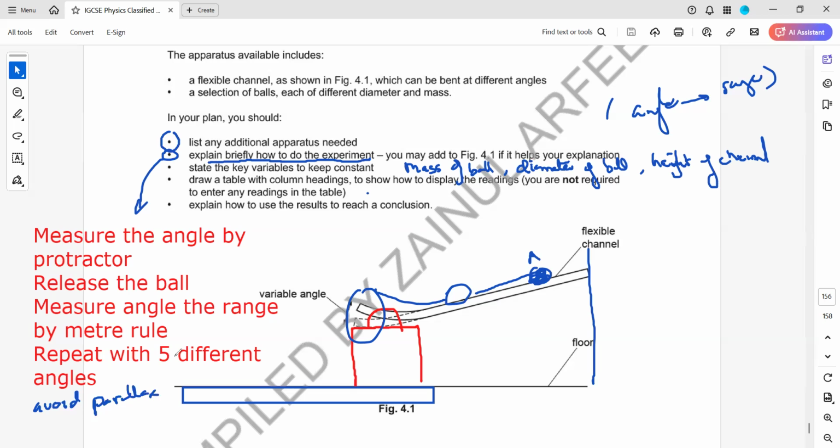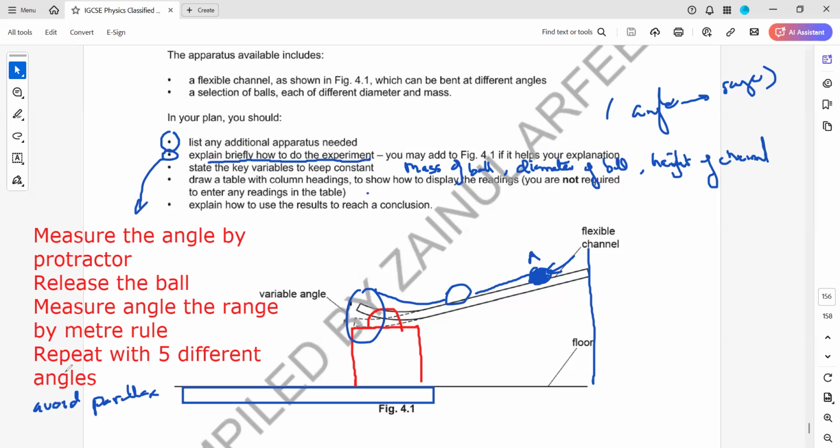When you're recording, you should avoid a parallax error; look perpendicular. Don't push the ball. You should not push the ball, you should just release it. If you push the ball, every time you'll push with a different force, and that will affect the range. So you should not push the ball.